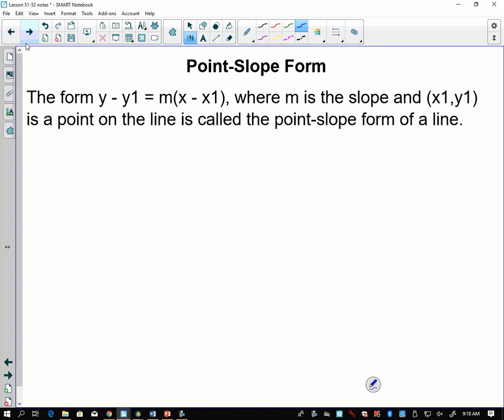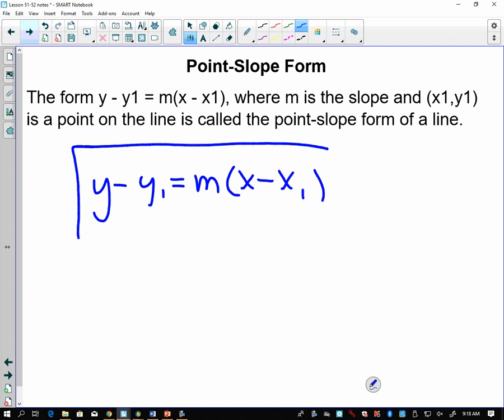Otherwise, if we wanted to know the equation of the line, given the slope and a point, we use what is called the point-slope form. Are we familiar with this at all? Okay, so this is the equation that you need to know. y minus y1 equals m times x minus x1. You need to know this formula.